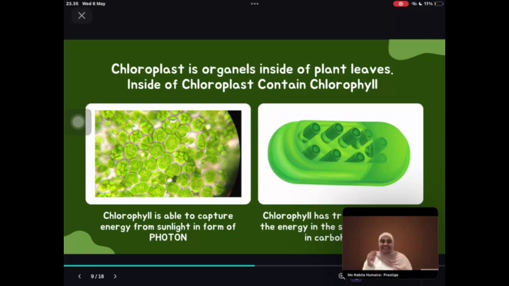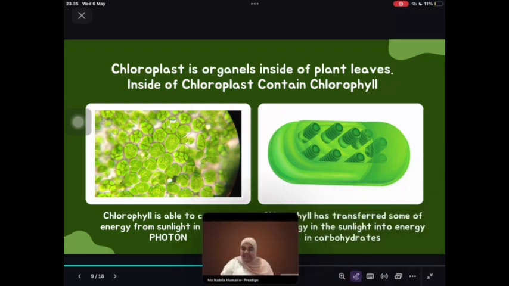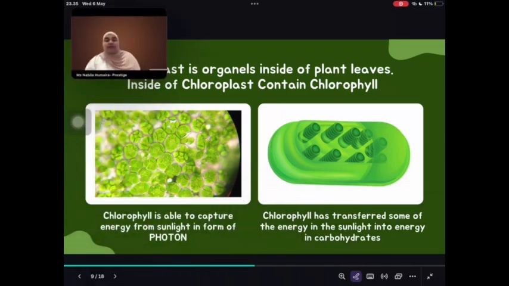Okay, so to have a great process of photosynthesis, plants must have this tiny organelle. This tiny organelle consists of many green pigments, which makes this organelle a greenhouse. I can say that the greenhouse is a very important thing in plants. And then chlorophyll transfers some of the energy in the sunlight into energy in carbohydrates. So that is the purpose of photosynthesis. Photosynthesis is converting energy from light energy into chemical energy, and it takes place inside the chloroplast.